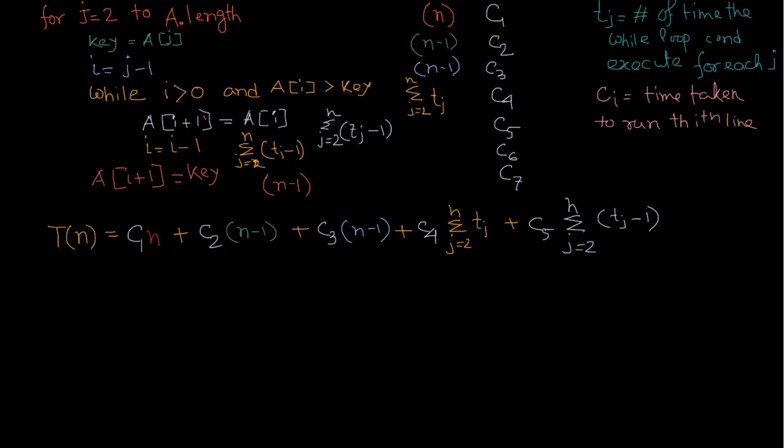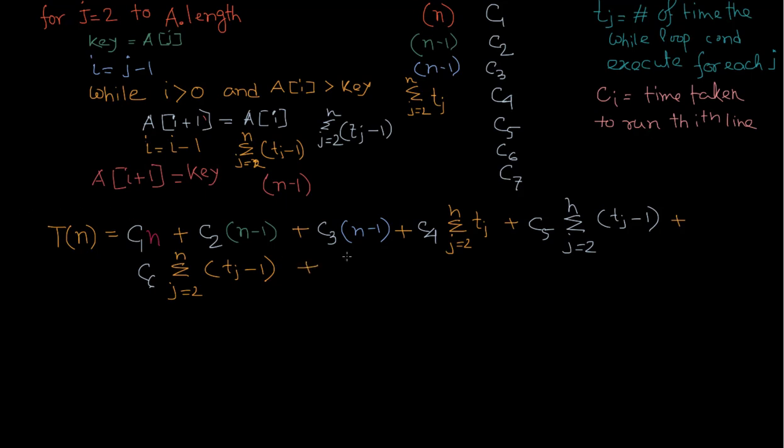Plus c6 into this term over here, that means the summation from j equals 2 to n of tj minus 1.